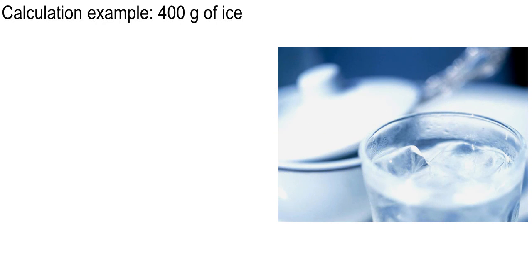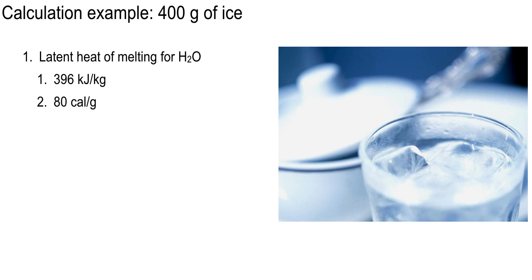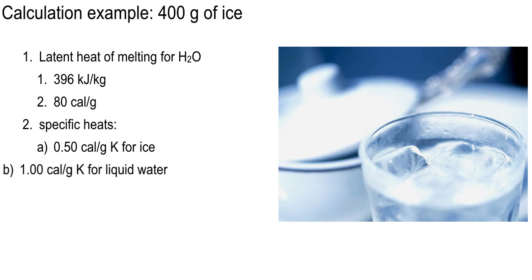Let's work it out. Latent heat of melting for H2O, 396 kilojoules per kilogram or 80 calories per gram. That's the one that we're going to use. Now the specific heat for ice is 0.50 calories per gram Kelvin, and for liquid water, 1.00 calories per gram Kelvin.